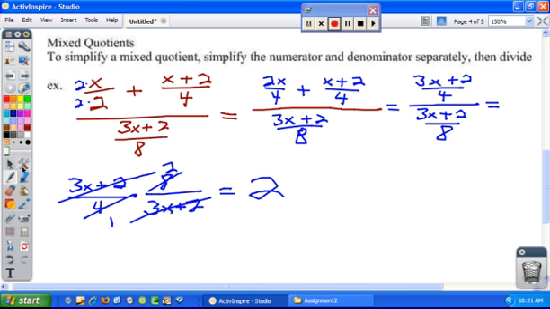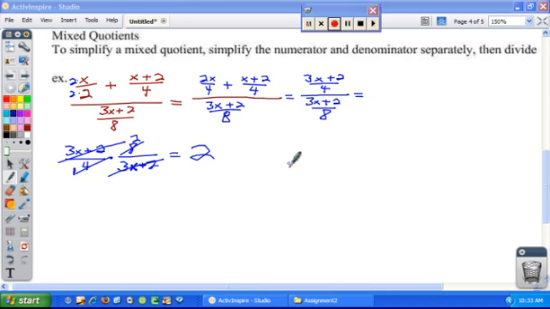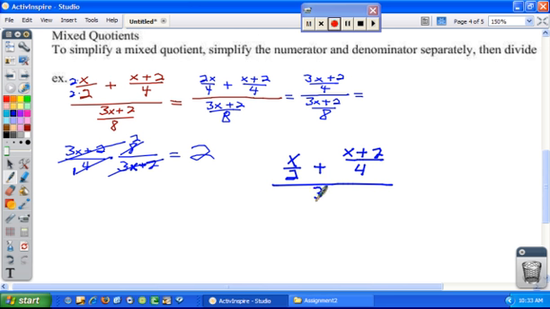Now, there is a second way to do that, and I'd like you to practice this second way because it's a really nice shortcut when we get to pre-calculus B. I think you're really going to like this a lot, so I hope you do anyway. So let's look at this problem again. We had x over 2 plus x plus 2 over 4 all over 3x plus 2 over 8.